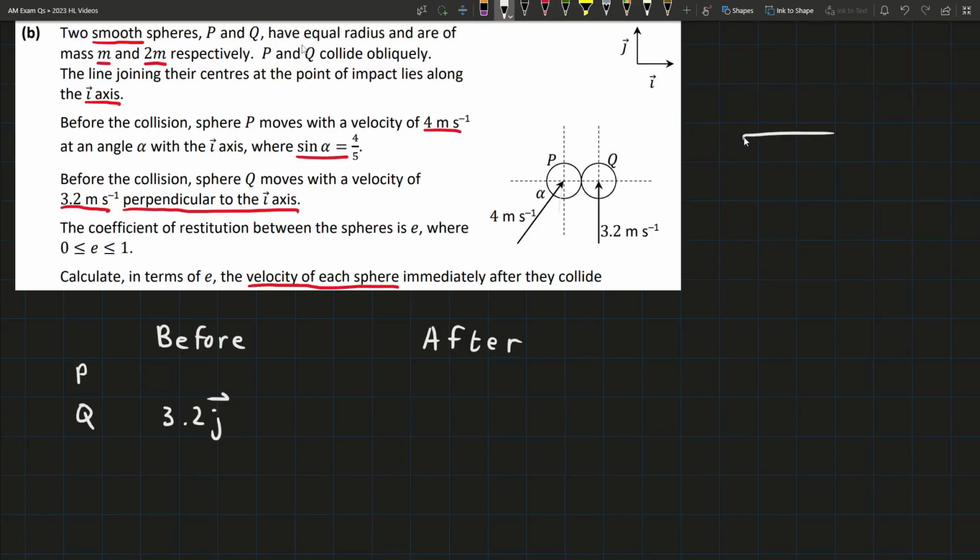So let's just draw that out. So sine of alpha is 4/5. So sine is opposite over hypotenuse. So that's 4 here, 5 here. You could use Pythagoras' theorem to figure out this side, but it's a 3, 4, 5 triangle. You can just figure out that this is 3.